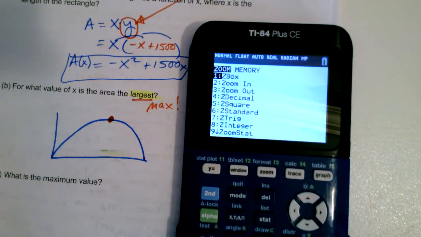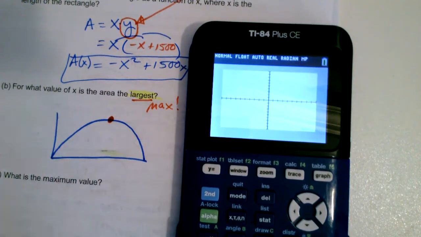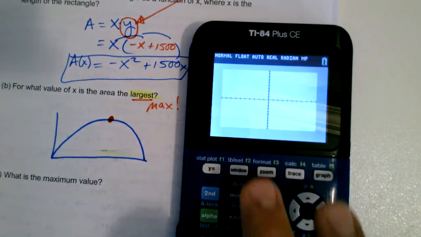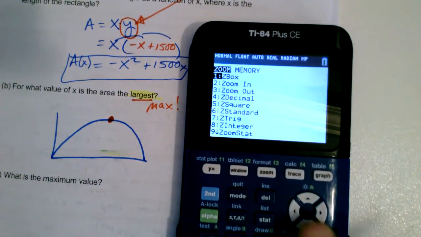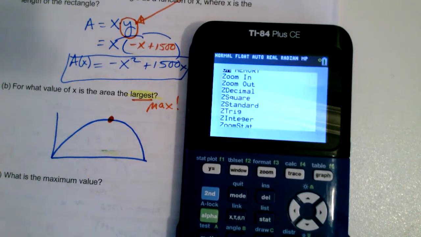I always start with zoom 6, zoom standard. I know I'm not going to see what I want. Sometimes I do, but these are big numbers, right? My window's way too small. So I can try zoom out. I like to do zoom 0. I do zoom 0 first.